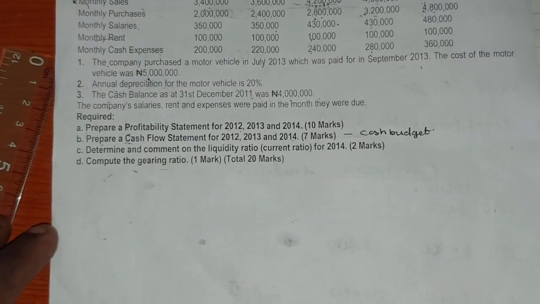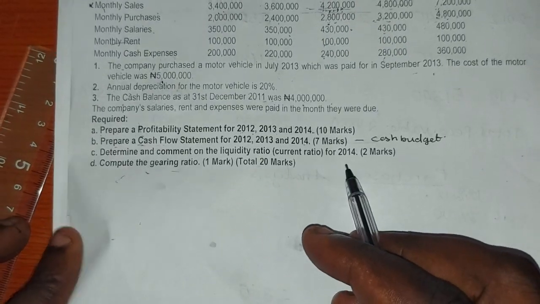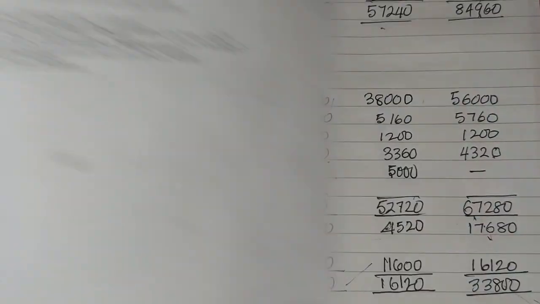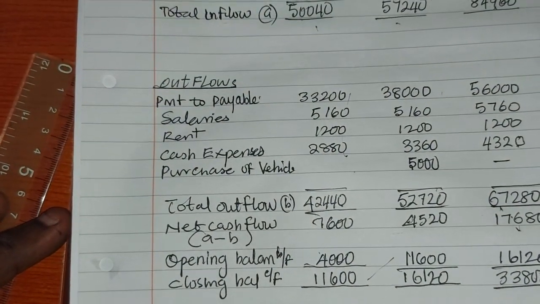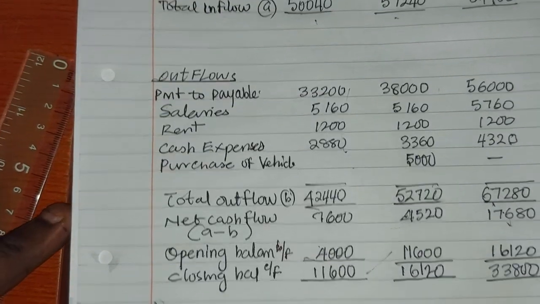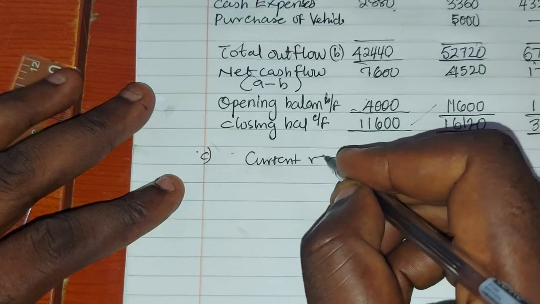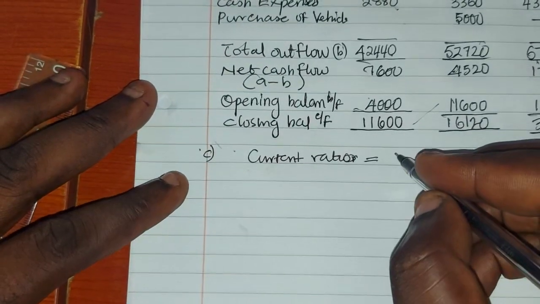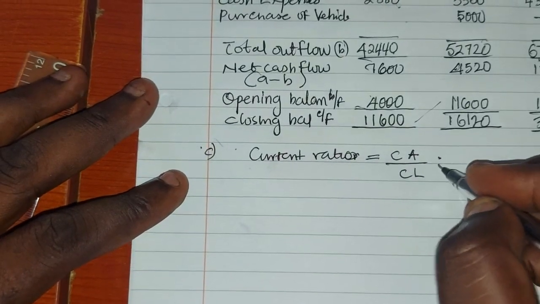Okay, so the C part says that we determine and comment on the liquidity ratio for 2014. The liquidity ratio for 2014. So what is current ratio? That's the C part. So we have current ratio. Current ratio is equal to current assets over current liabilities, ratio 1.